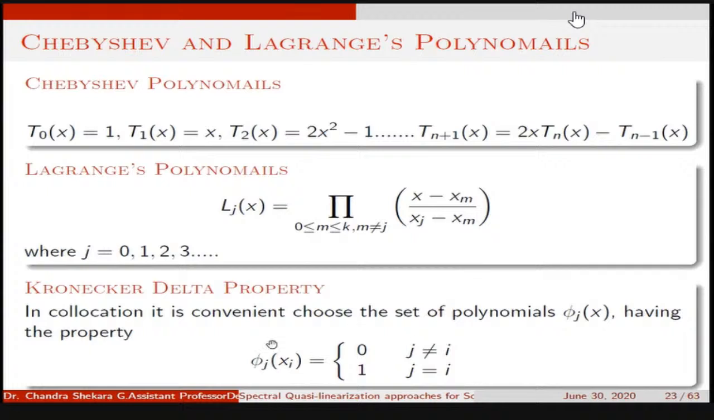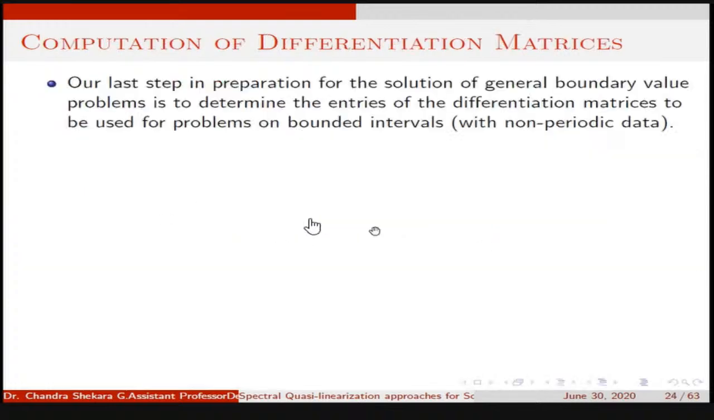So pi j of xi is 0 for j not equal to i, and 1 for j equal to i. If we choose polynomials having this property, then it is very easy to formulate the collocation method. Therefore, while solving examples, I'm using the Lagrange polynomials instead of the other polynomials I mentioned. So we'll restrict ourselves to Lagrange polynomials and Gauss-Lobatto points.